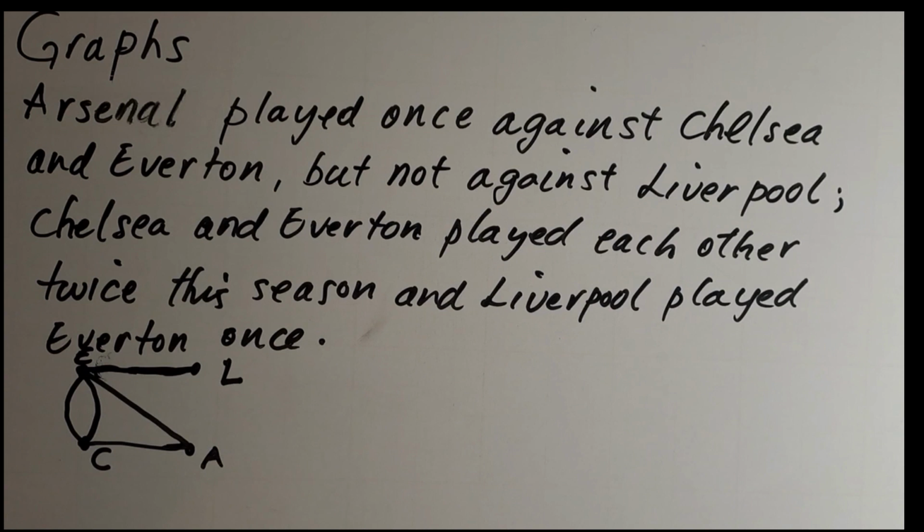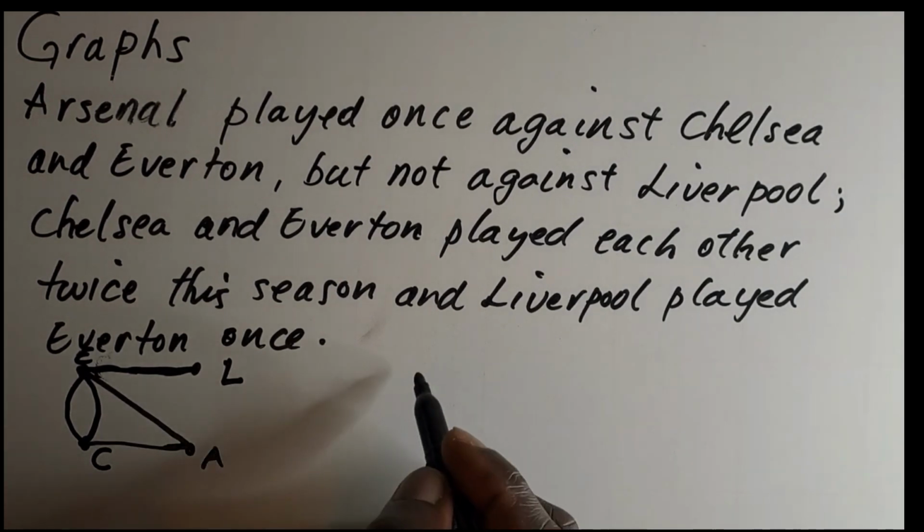Then we have that Chelsea and Everton played each other twice, and that's indicated by these two lines here and here. And Liverpool played Everton once, so Liverpool played Everton as one edge, joining Liverpool and Everton. But we can actually represent this with a graph with the same number of vertices, but could be laid out differently. And here are two other versions of it.